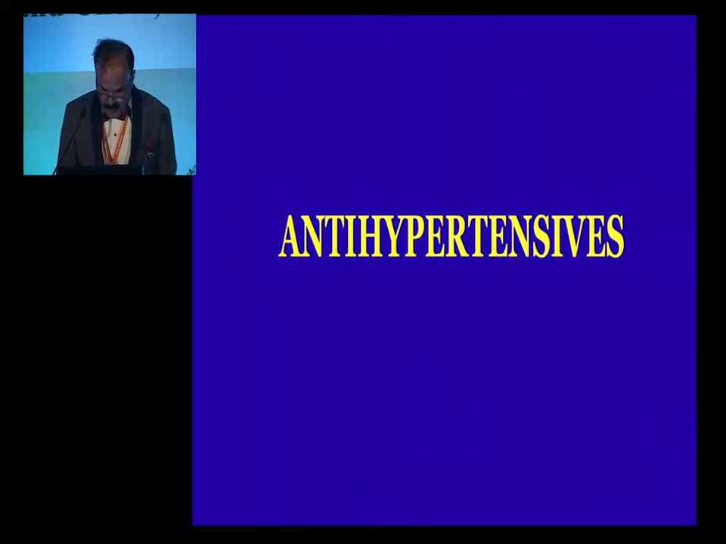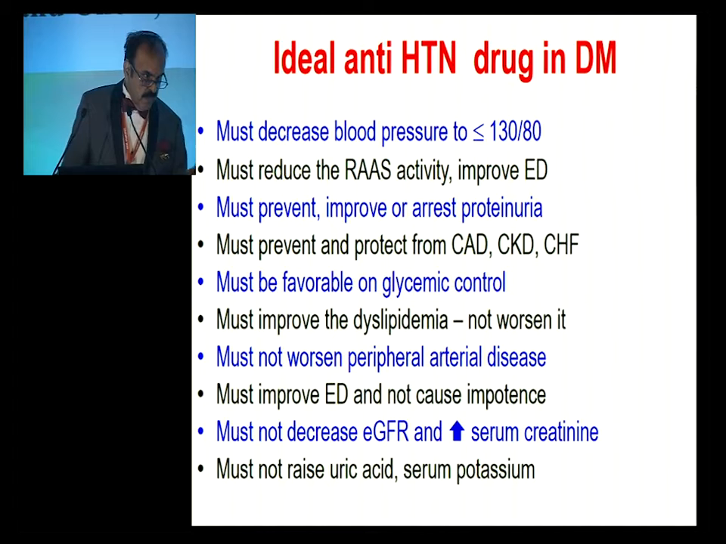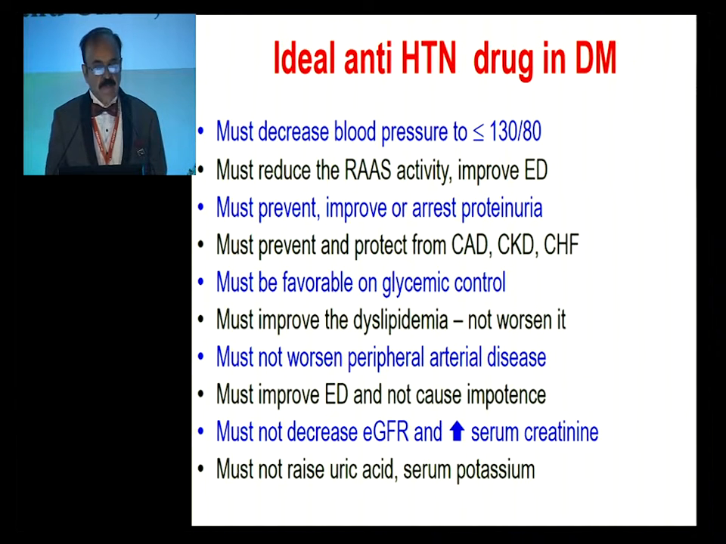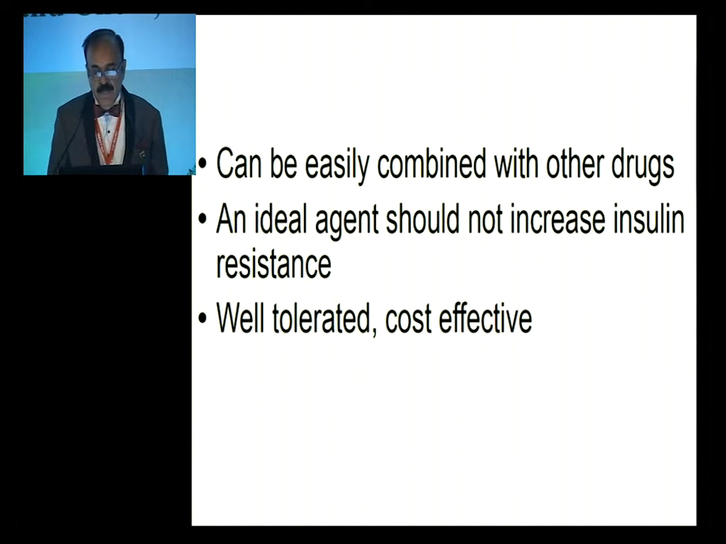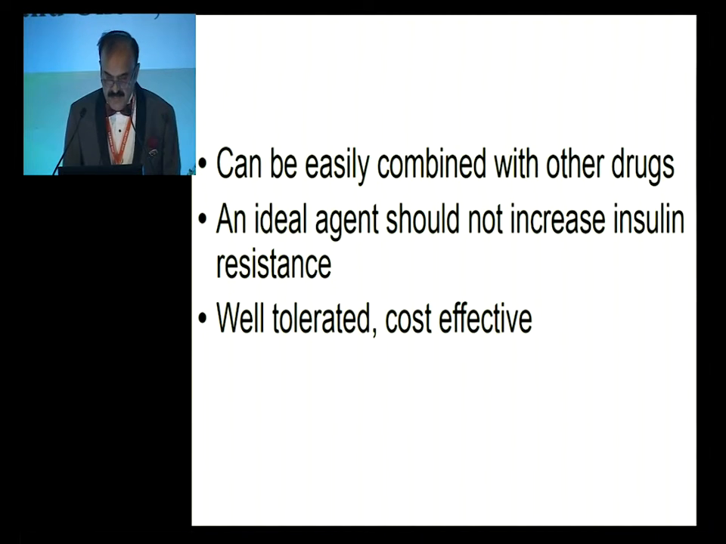And antihypertensives, of course, there are a lot of drugs. How many minutes? 4 minutes, okay. The ideal antihypertensive drug must decrease blood pressure, must reduce RAAS activity, must prevent, improve or arrest proteinuria, must prevent and protect against CAD and CKD, be favorable on glycemic control, improve dyslipidemia, must not worsen peripheral arterial disease, improve erectile dysfunction and not cause impotence, must not decrease eGFR, and must not raise uric acid or serum potassium. It should be combinable with other drugs, should not increase insulin resistance, and be well tolerated and cost effective.